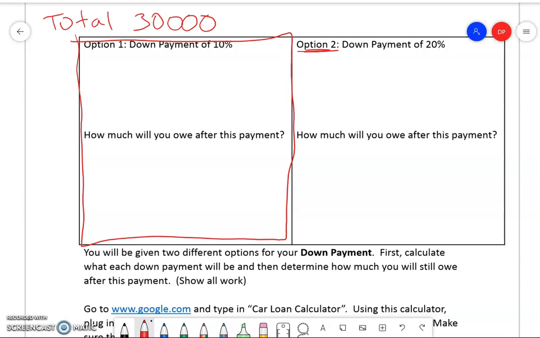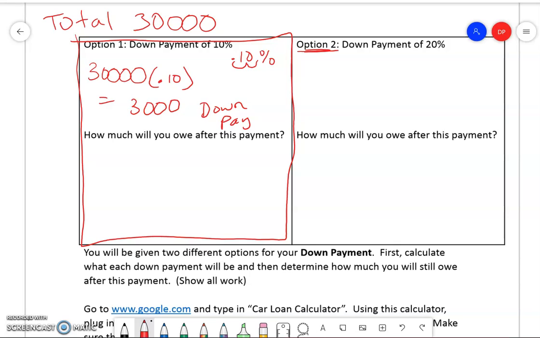Okay, so I would take my total, my $30,000, and I want to put a 10% down payment on it. Anytime I'm given a percentage, I'm going to be multiplying, but first I've got to change it to a decimal. So I moved my decimal point twice. I'm going to multiply this $30,000 by 0.10. That comes to a down payment of $3,000.